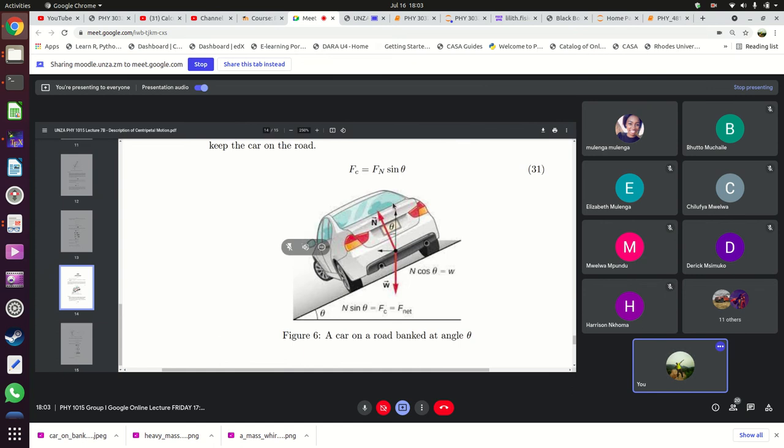Questions? We have come to the end. Okay, so if there are no questions, we'll stop here. Let me continue to modify the notes.